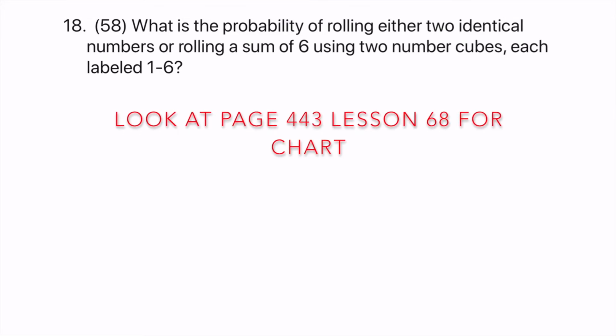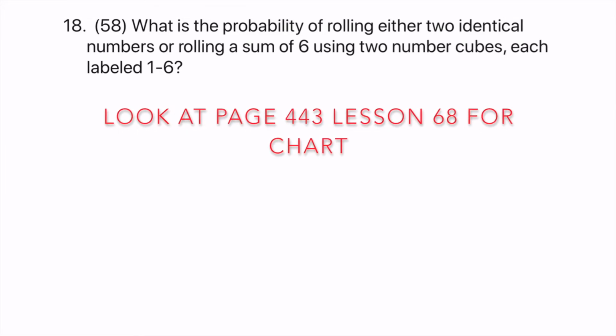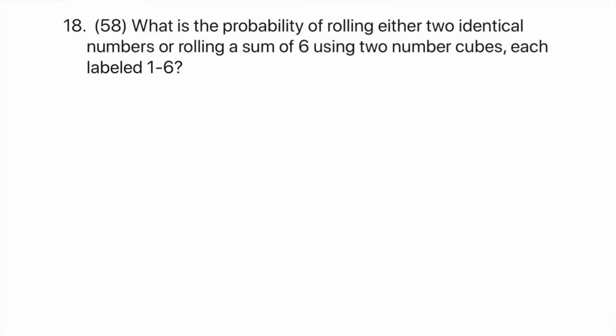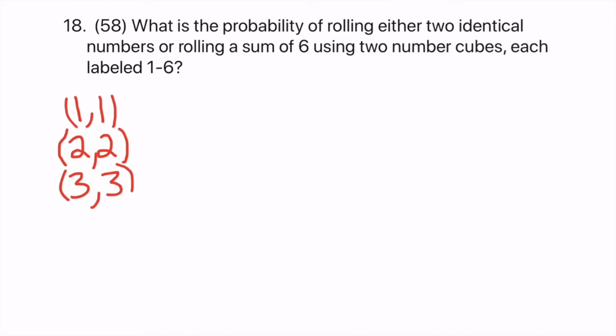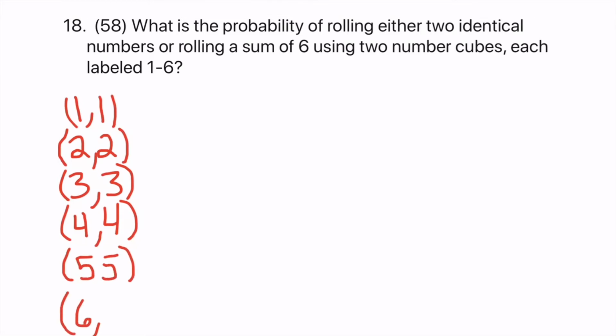So there is a chart you could write down, or you could just kind of think about it. Let's take one at a time. So let's look at the probability of rolling two identical numbers. You could roll a 1 and a 1, a 2 and a 2, a 3 and a 3, 4 and 4, 5 and 5, 6 and 6.